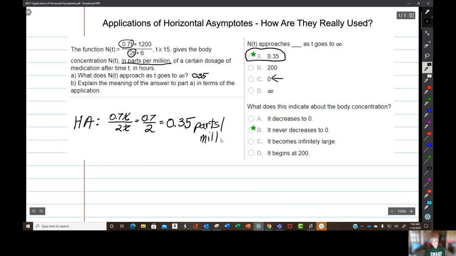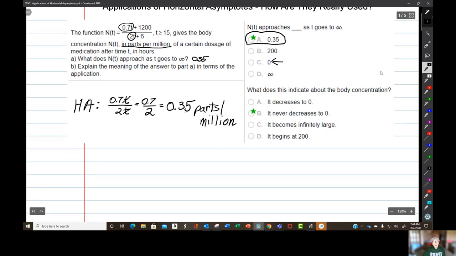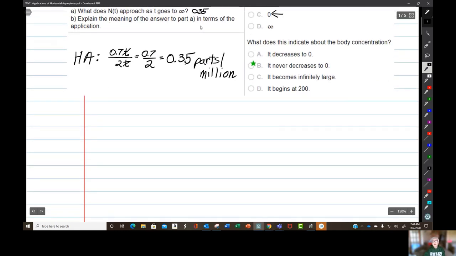Now, what might give you a little pause here is that it doesn't say that the concentration goes to zero. What this says is that 100 years from now, if an archaeologist exhumes your body and checks it chemically, it will find a little bit of whatever that drug is, just a trace of what that drug is. That is scary. Okay, well, explain what the meaning of the answer is. That's exactly what it means. It means that the concentration never goes to zero.